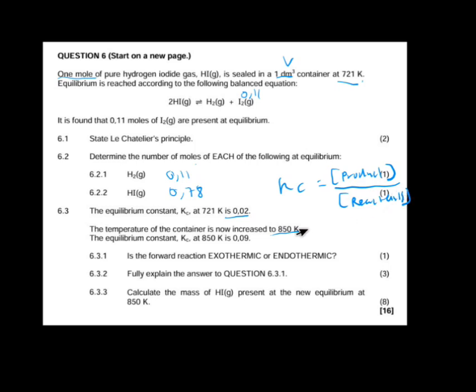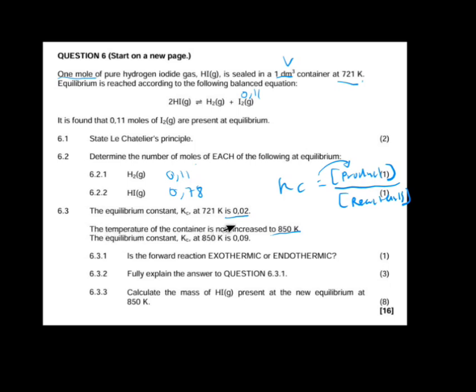Okay, forgive my handwriting, my attention is not here. So now, if Kc is increased, it just means this became bigger. If Kc decreased, it means that this became bigger. So the fact that it's increased means the forward reaction was favored, right? So now, this increase in temperature, what does it favor?